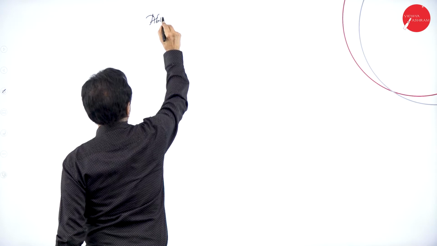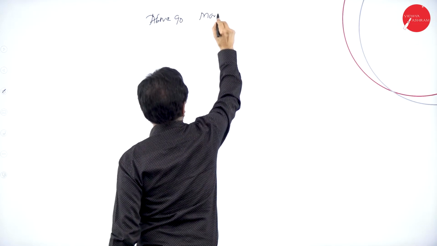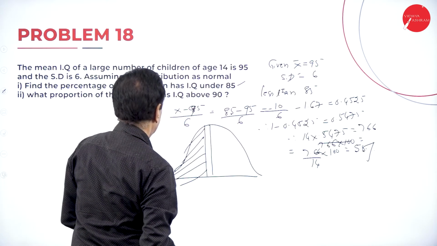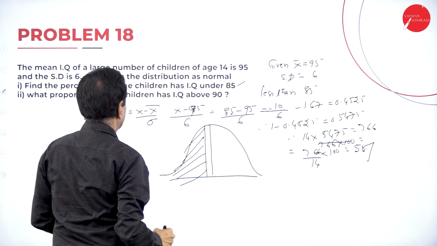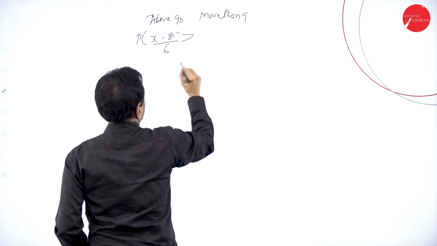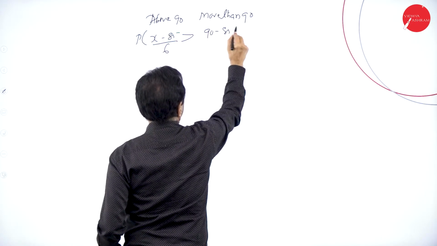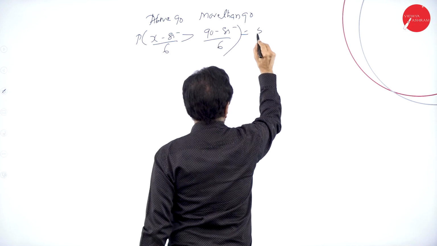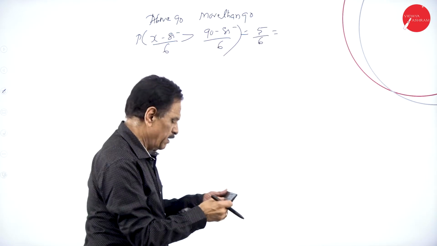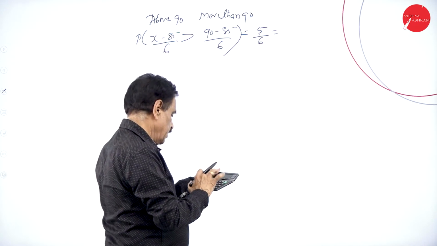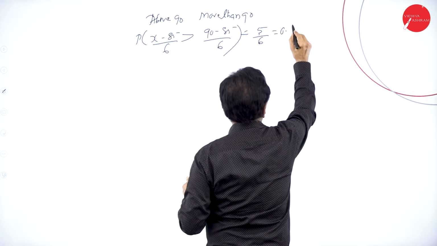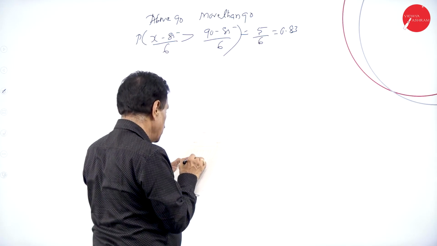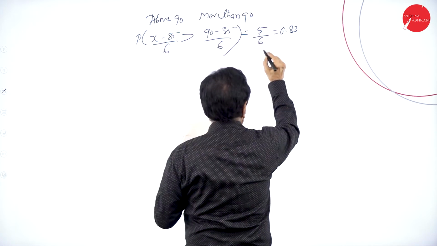Above 90 means more than 90. Apply P of x minus mean, 85, divided by standard deviation 6, more than 90 minus 85 divided by 6. 90 minus 85 is 5, divided by 6, that is 0.83. As per the table, the value is 0.2967.